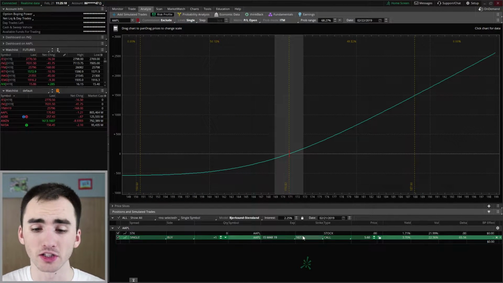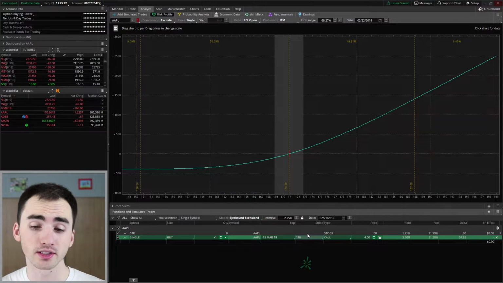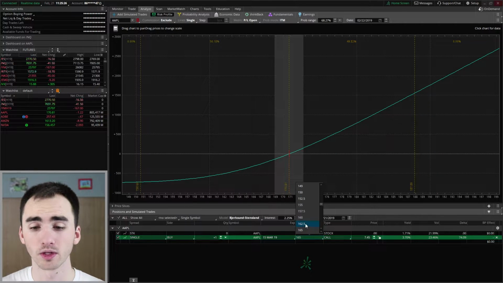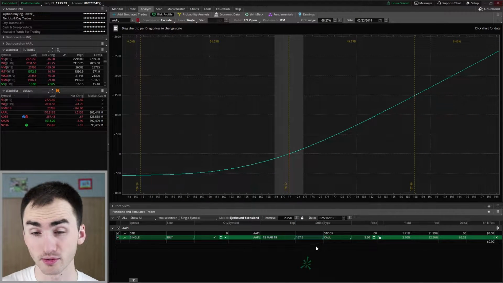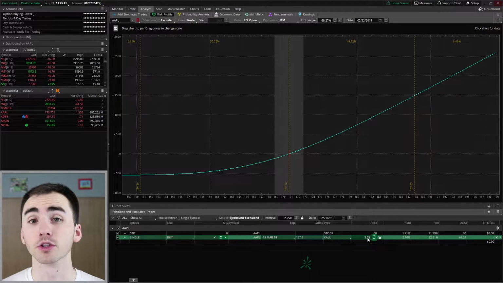Down here, you can also adjust it if you wanted to look at, let's say, a 170 call instead, or a 165 call. We could do that as well. And then you can also just adjust the price you would essentially buy at. So maybe if you were trying to buy this call on a pullback and you wanted to buy it at $5 instead of the current value, you could do that as well.